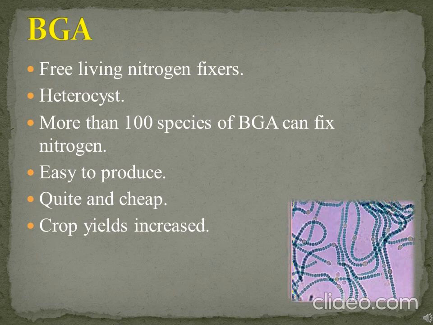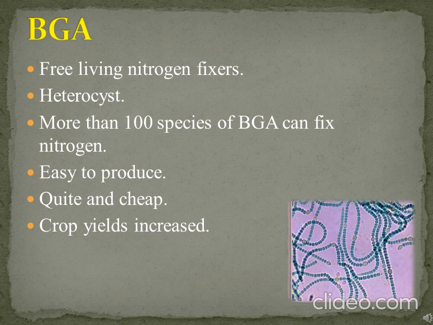Nitrogen fixation takes place in a specialized cell called heterocyst. BGA are very common in rice fields. Unlike Azotobacter, BGA are not inhibited by the presence of chemical fertilizers. If no chemical fertilizers are added in a cropland, inoculation of algae can result in a 10 to 14% increase in crop yields. They are very easy to produce.